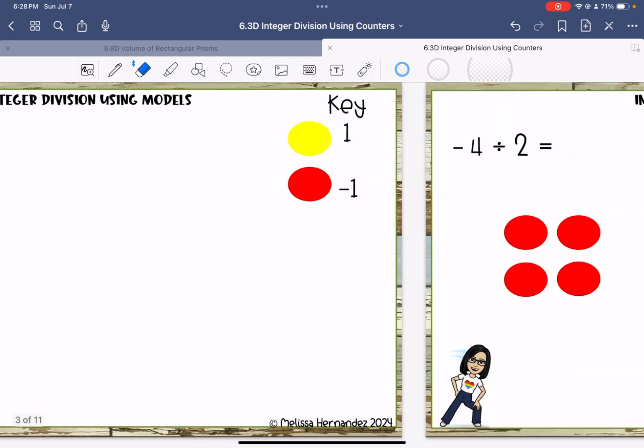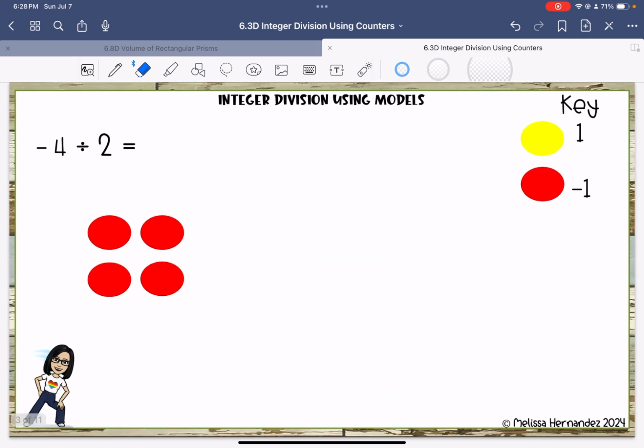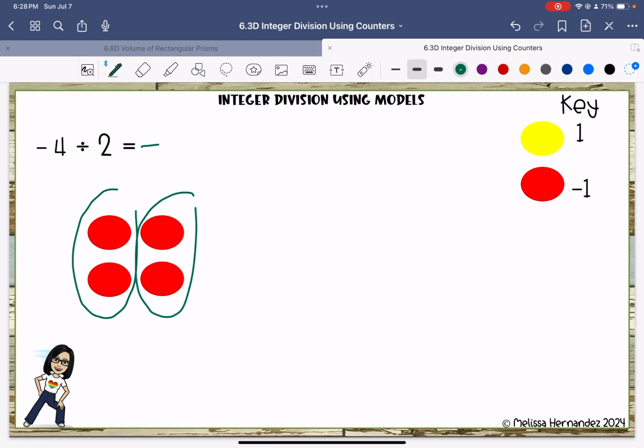Our first example is 4 negatives, and we're going to split it into groups of 2. That means we gather 4 negatives and we split it into 2 groups, and each group has 2 negatives. Look at it from a different lens: you have 2 groups and each group is 2 negatives, and then your total would be -4.